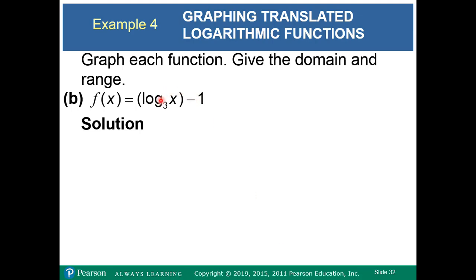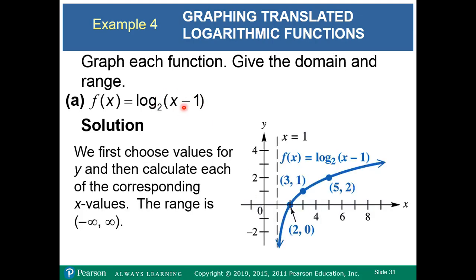Now in this case, let me go back. Notice that the range is all real numbers. The range is all real numbers, but this time, because it's shifting 1 unit to the right, remember the vertical asymptote also shifts 1 unit to the right. So that means that the domain of this function is everything from 1 to positive infinity.